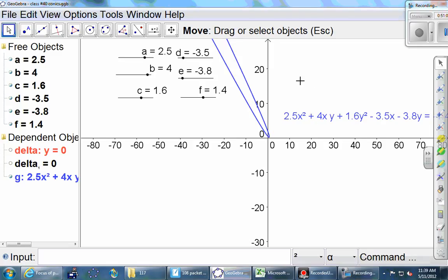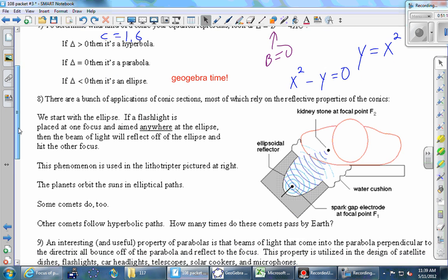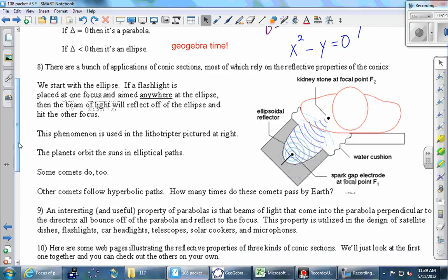Okay. If you would like to play with this, just ask me. I can email you this file, and GeoGebra is free software you can play with. All right. Number 8. Where are we for number 8? Kate.